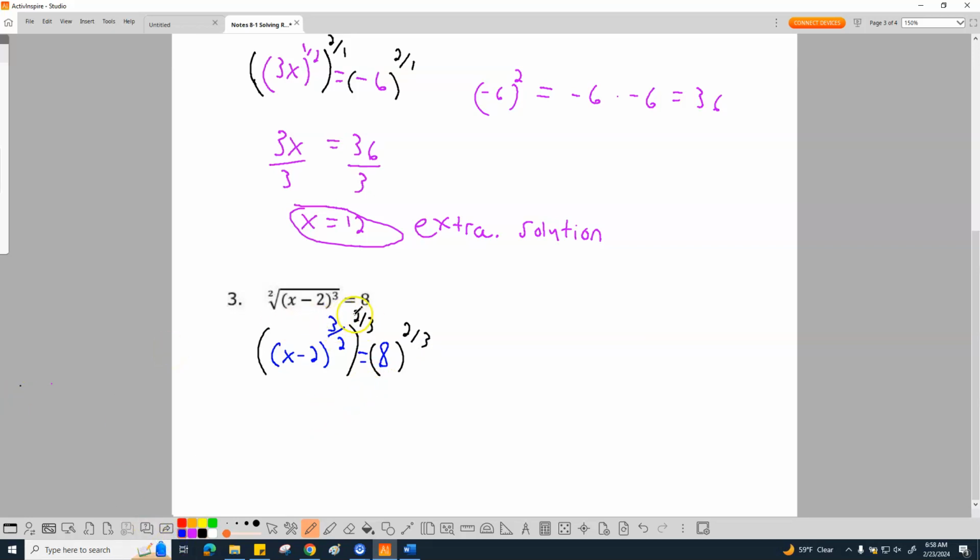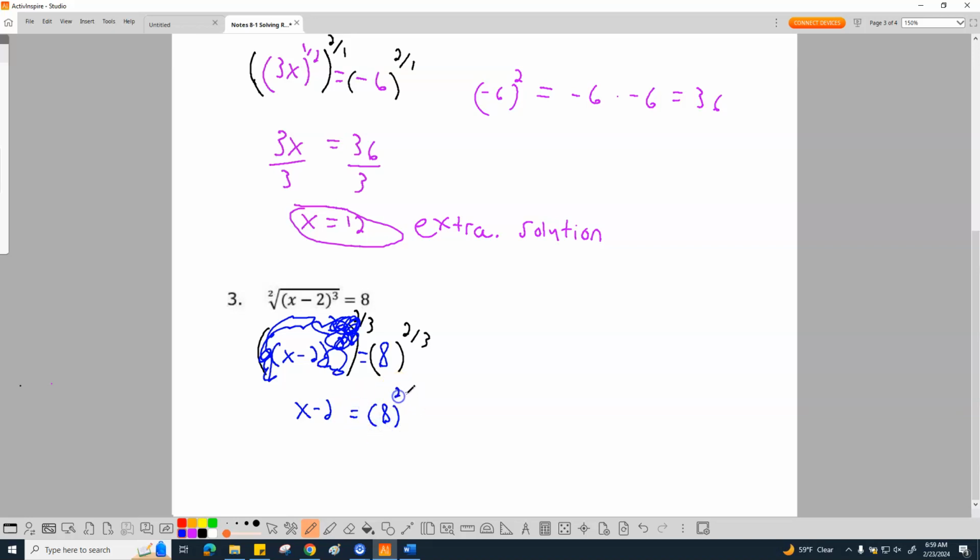When I do this, 3 times 2 over 2 times 3, that reduces down to 1. So that frees up this x minus 2. This all cancels out now. You can let go of these parentheses. All this just disappears and goes away, and you're left with x minus 2. And then you're left with 8 to the 2/3.